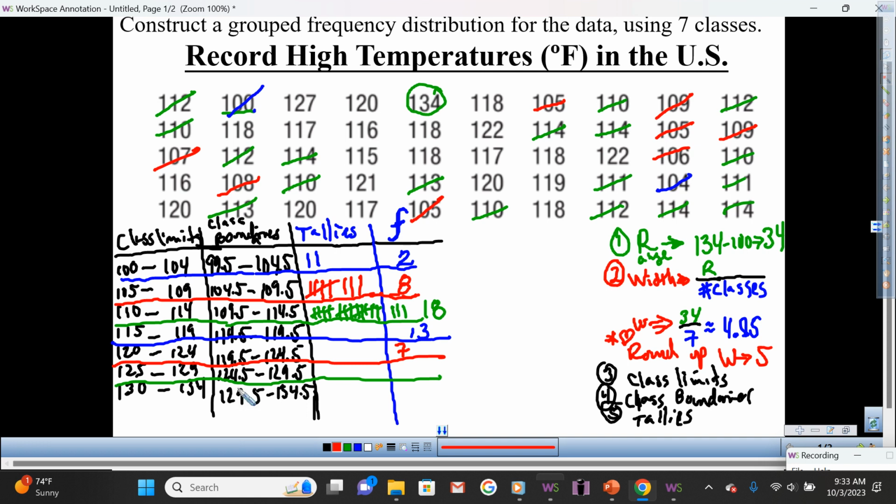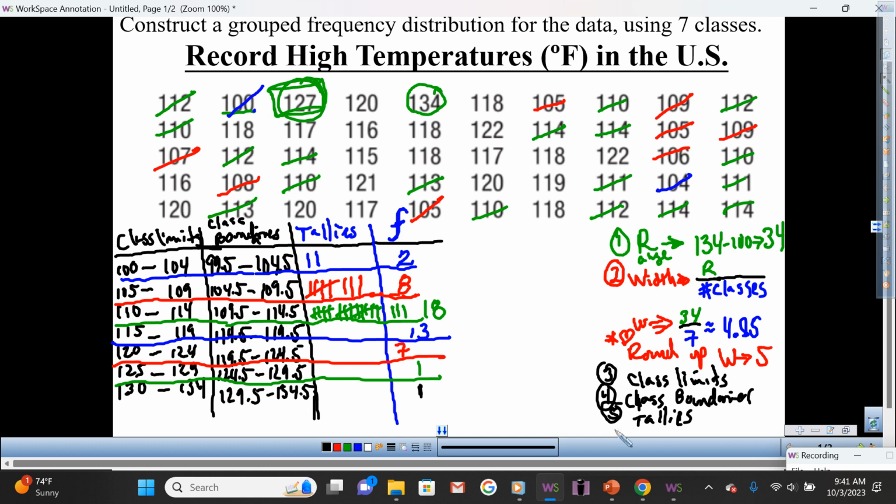And then between 124.5 and 129.5, bless you, 124.5 to 129.5, I only see 1, is that true? Yeah, so 1, which is right here. And between 129.5 and 134.5, I think there's only 1 also. Yes? All right.